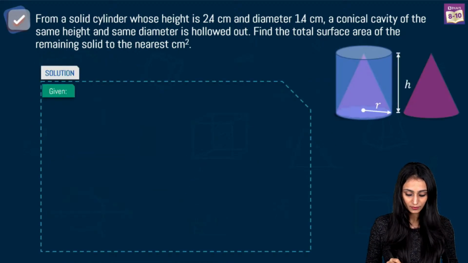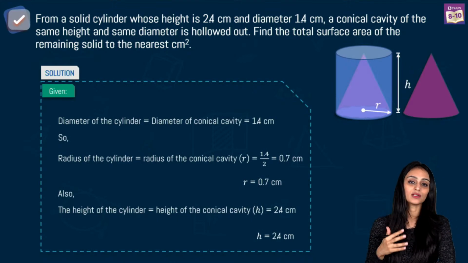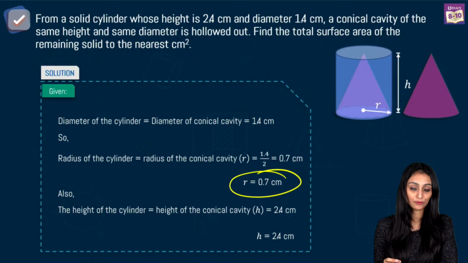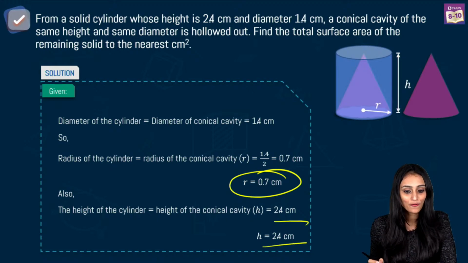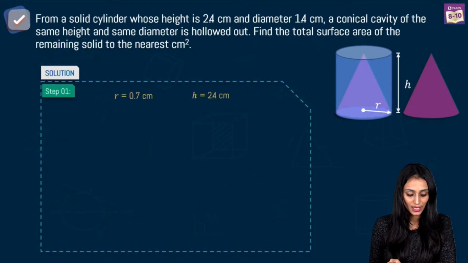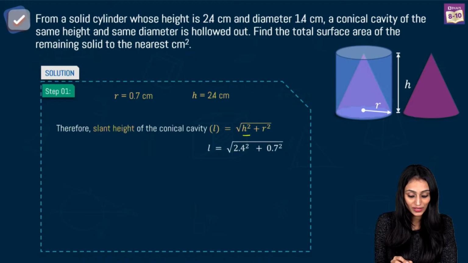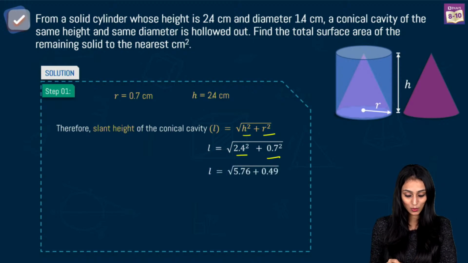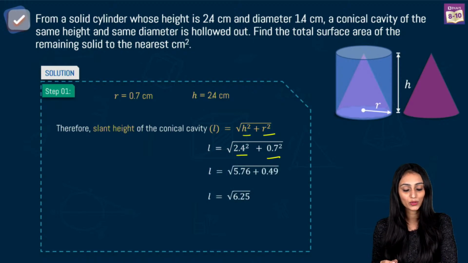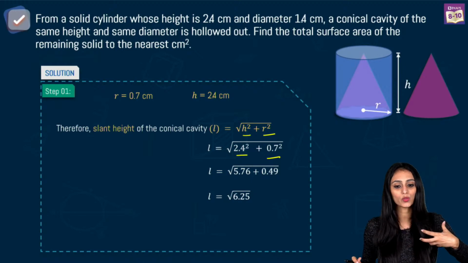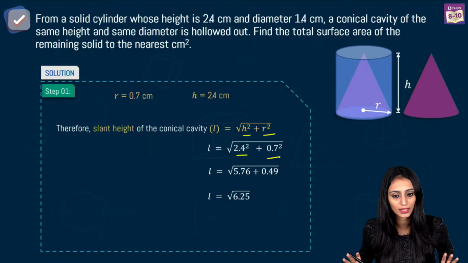All right. Simply, we will first convert diameter into radius. We got 0.7 centimeter, and height for both of them is same, that's 2.4 centimeter. Now first we find out the slant height. That's going to be square root of h square plus r square. That's 2.4 square plus 0.7 square, 5.76 plus 0.49, that's square root of 6.25. Conical cavity means the cone part only. Since it was hollowed out, it was removed from it. You can just say the conical part.